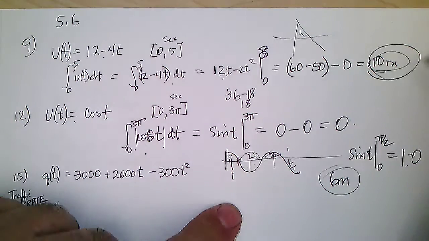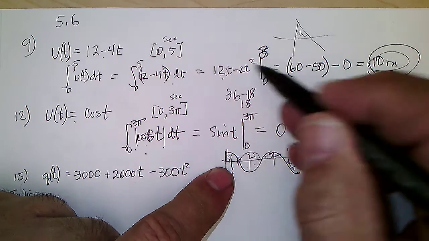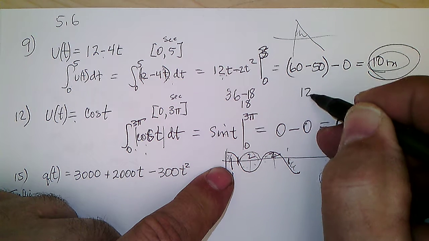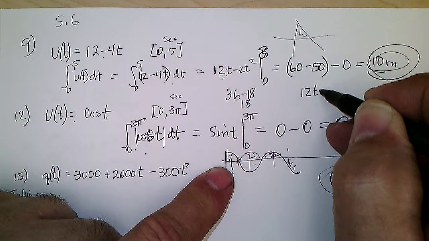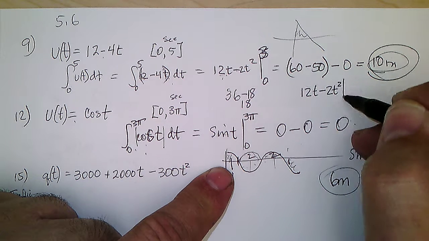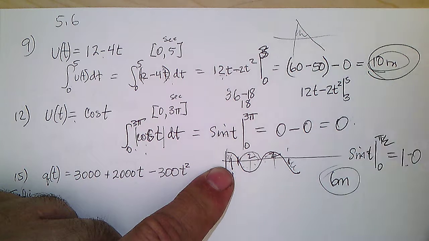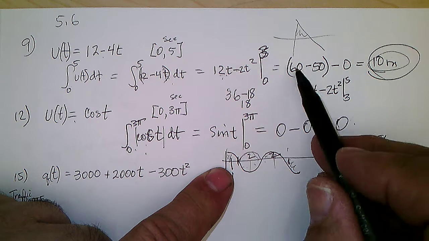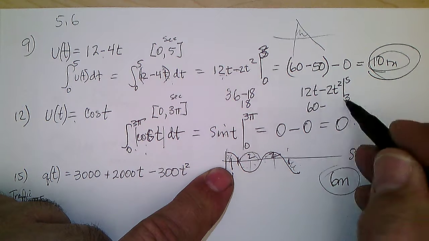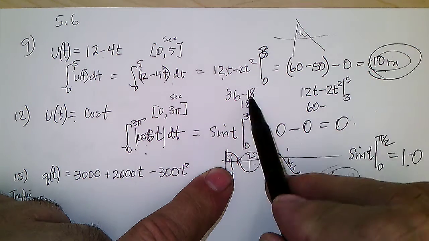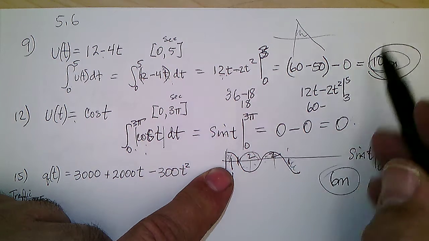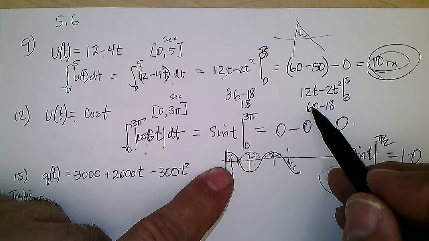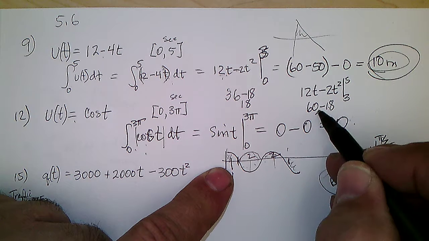And then from 3 to 5, we'd have to do the opposite of it. So we're going to do the negative of this. So I'm going to do 12t minus 2t squared from 3 to 5, and then make it negative. So if I put 5 in there, I get the 60. Put in 3, and I get the 18. So 60 minus 18 is 42.